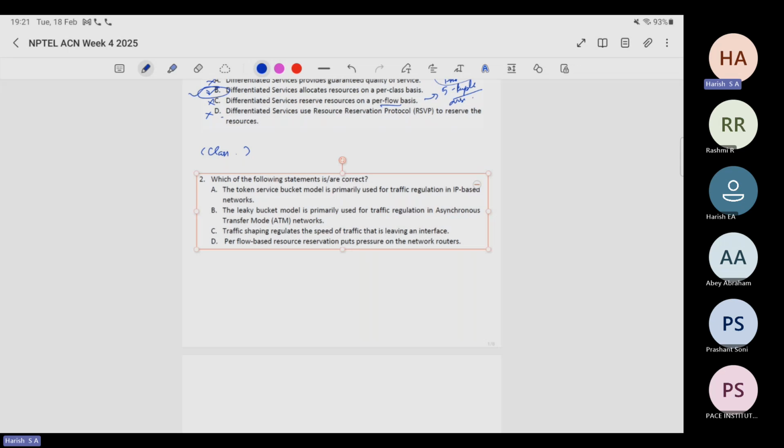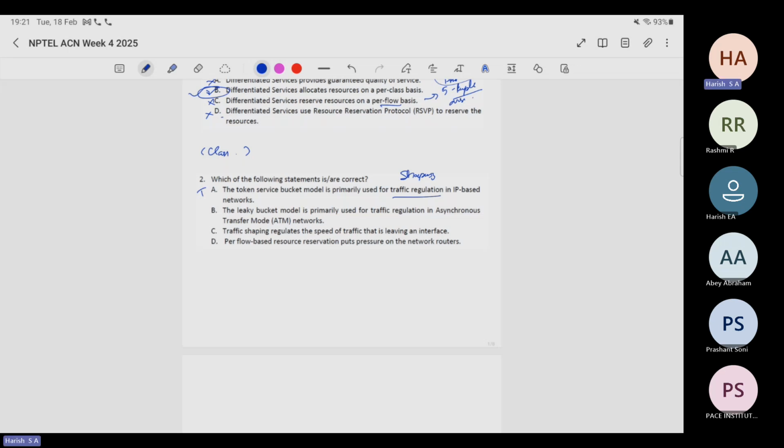So again, which of the following statements are correct? The token bucket model is primarily used for traffic regulation in IP-based networks. Yes, this is true, right? Because token bucket is used in IP-based networks, and it is used for traffic regulation. So traffic regulation is nothing but traffic shaping. This is a part of traffic shaping. And I'm assuming you've gone through all the videos, so that's why I'm just breezing through some of these questions. If you have any questions, you can unmute and ask me any questions that you feel like you want to ask, right? Okay.